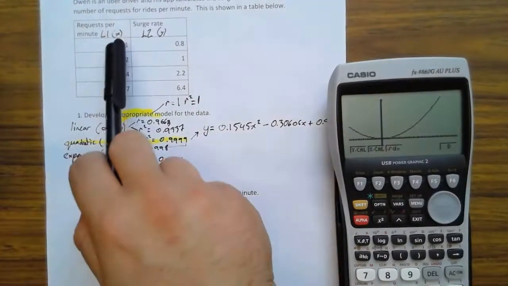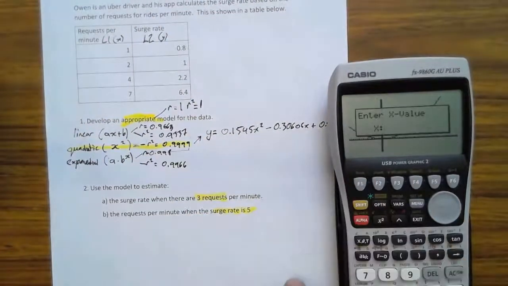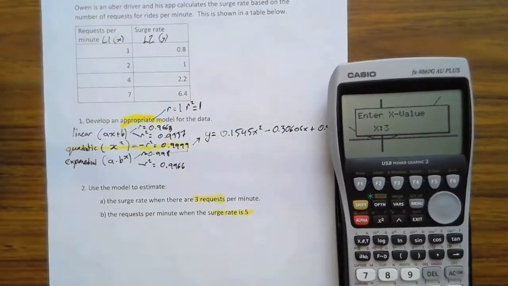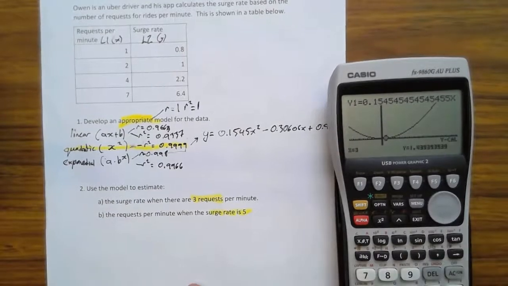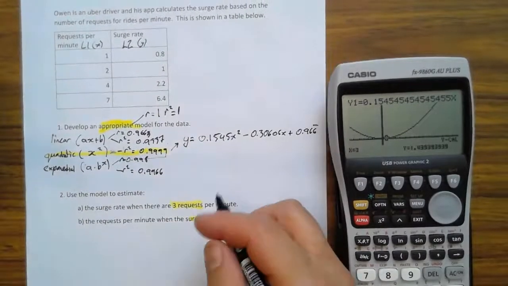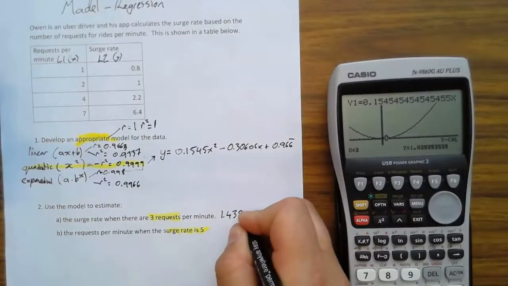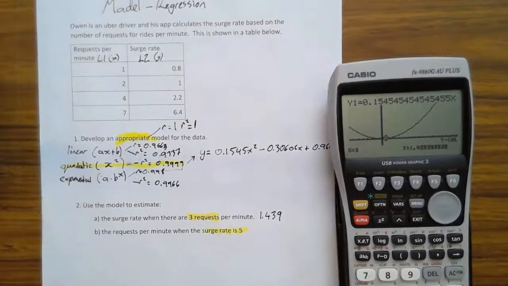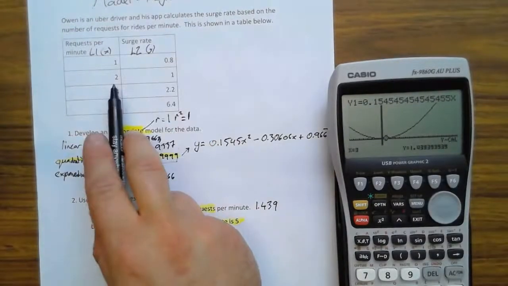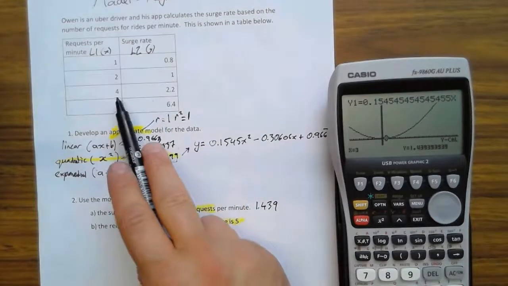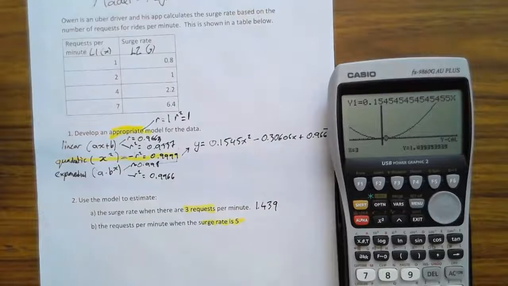So we know what the x is. We want to work out what the y is. So we're going to go ycal. Our x was 3 requests per minute. So that means the surge rate is an estimate, because it's just based off the model, is 1.439. Okay. Does that make sense? Well, 1 is 0.8, 2 is 1, 4 is 2.2, so our answer should be somewhere between 2.2 and 1. That looks pretty good.